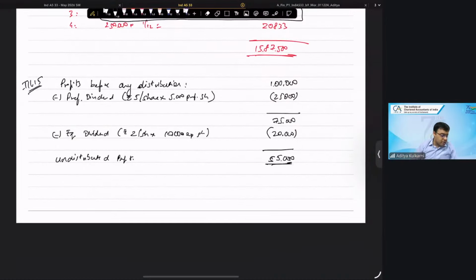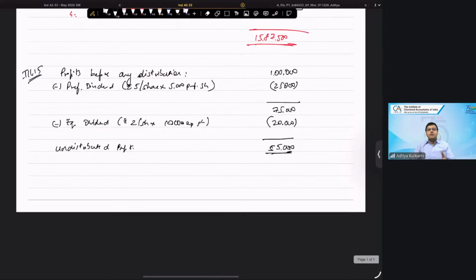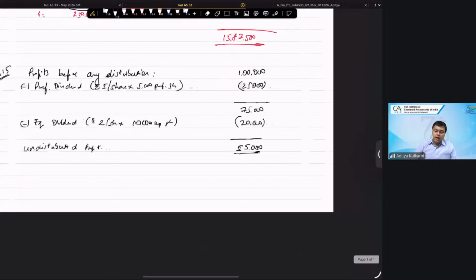Now, when we talk about this undistributed profits, who is having a right on these profits in this question? Both equity and preference holders. Agreed? Both equity and preference shareholders have a right on this profit. Right. So now, when I have to calculate my basic EPS, it will be with reference to both the shareholders. Now, how do I calculate?